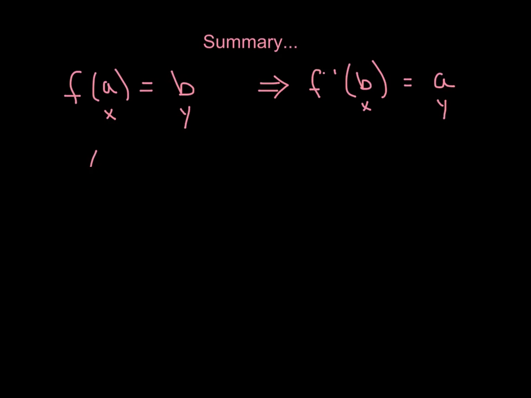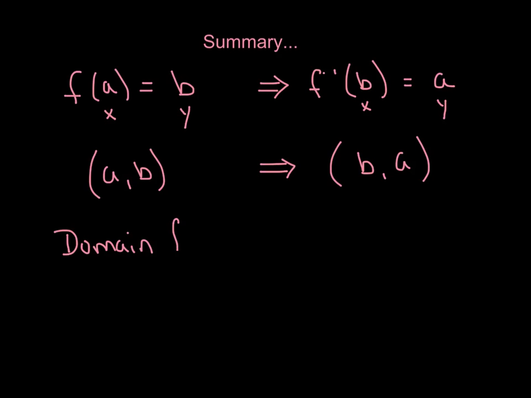In other words, if the ordered pair (a, b) sat on the graph of f, then you automatically know that (b, a) is an ordered pair that sits on the graph of f inverse. And that's basically what it boils down to when we're talking about inverses, and I think that'll really help you in class tomorrow. In other words, if you know the domain for f, then you already know the range for f inverse because they're one and the same.